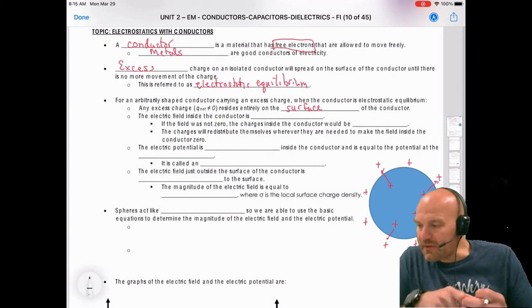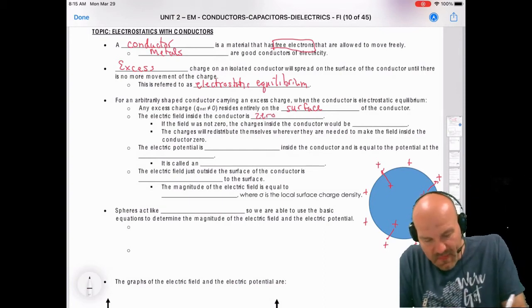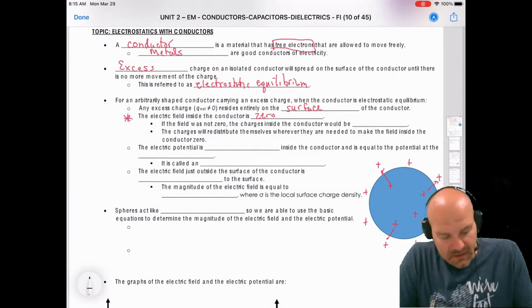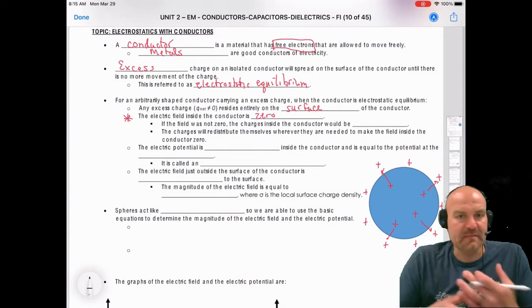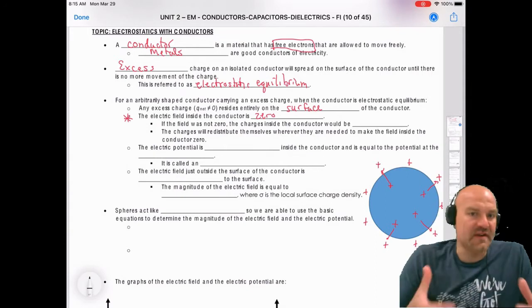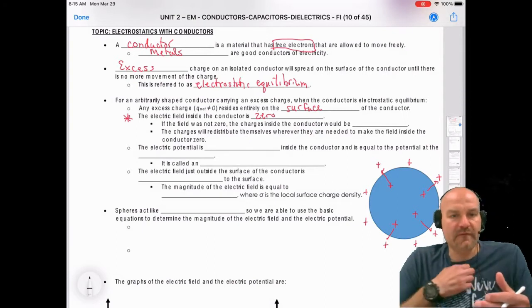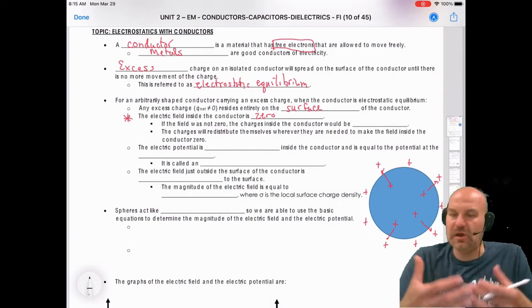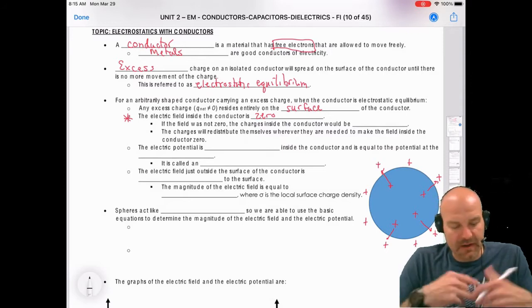Okay. Now, the electric field inside the conductor is zero, right? And this is the big one. And so anytime it says a conducting sphere, a conducting piece of metal, a conducting this, a conducting that, and it talks about the inside of that sphere or piece of metal, the electric field inside will be zero. And here's the reason why.